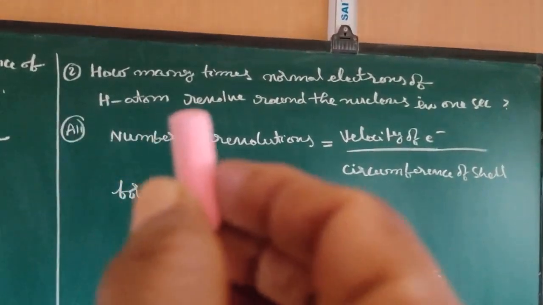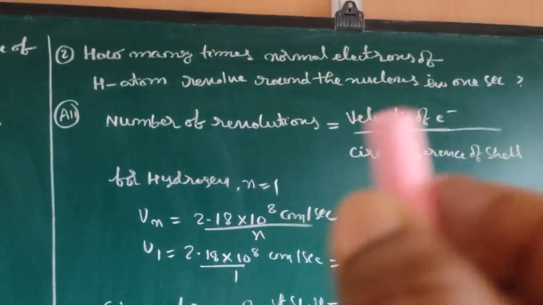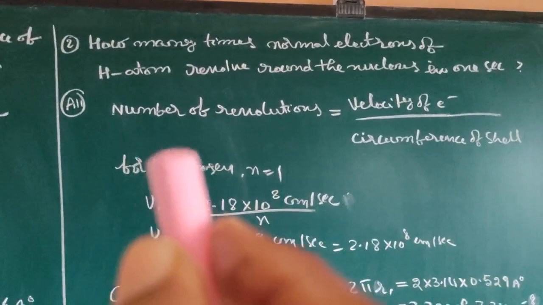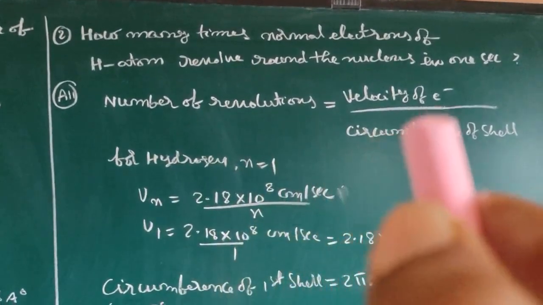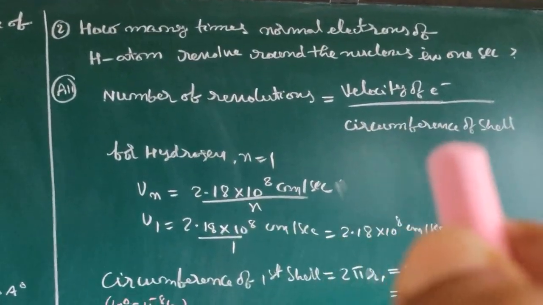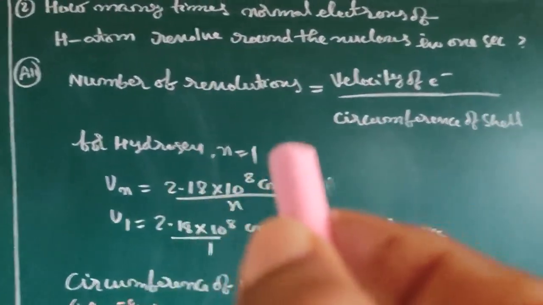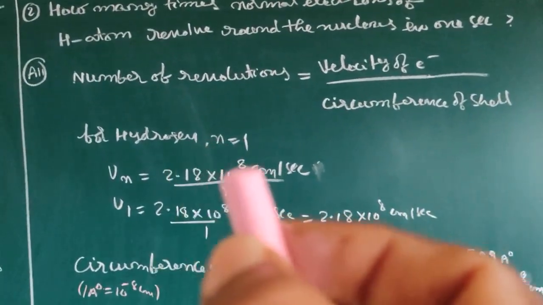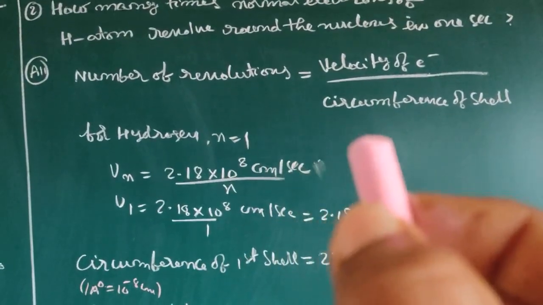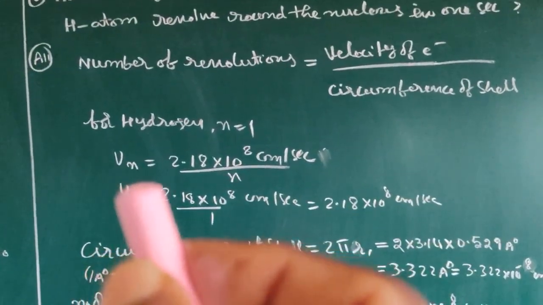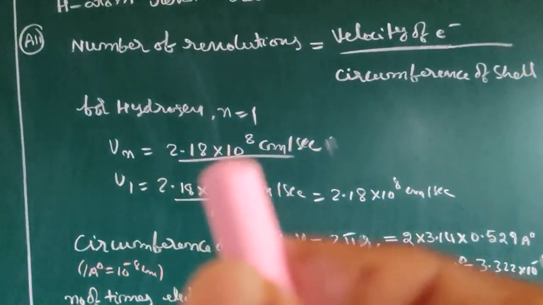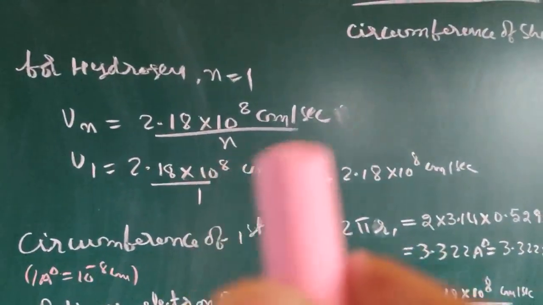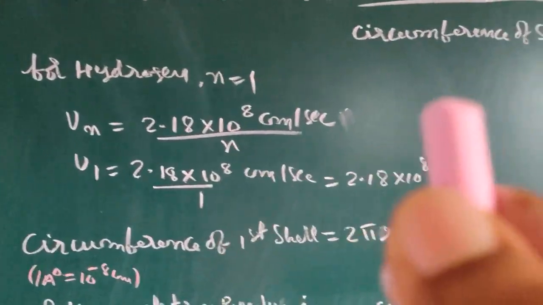Next one, how many times does the electron of a hydrogen atom revolve around the nucleus in 1 second? Here the number of revolutions is equal to the velocity of the electron divided by the circumference of the shell. So for hydrogen n is equal to 1, and Z is also equal to 1. So Vn, the velocity of the electron in the nth orbit, is equal to 2.18 into 10 power 8 centimeters per second by n. This is for hydrogen atom because Z is equal to 1.